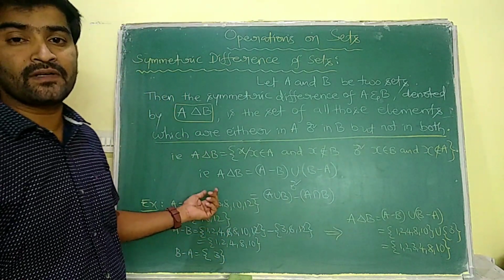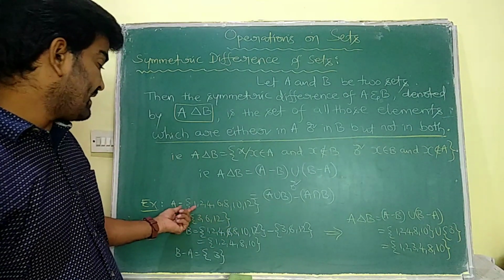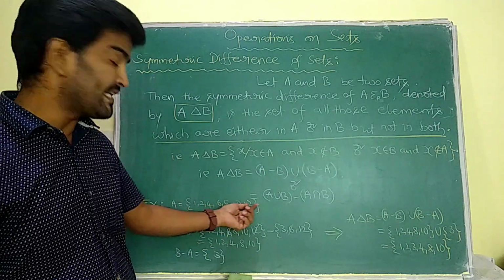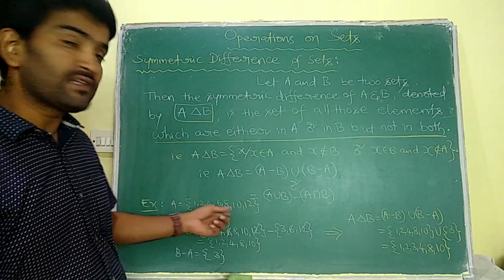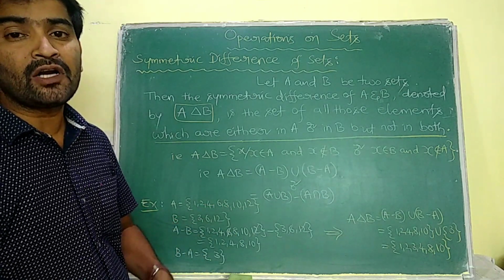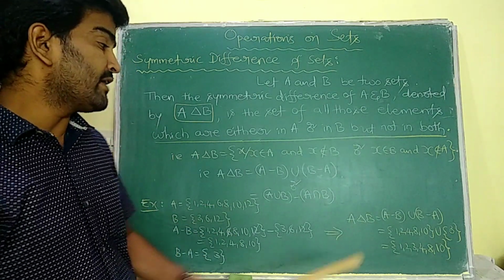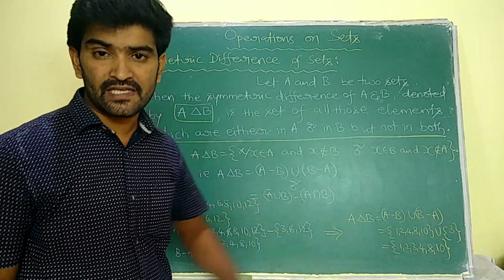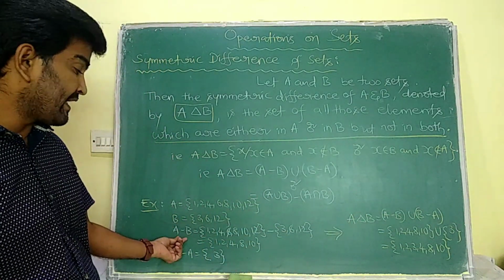We will discuss this one with an example. Let A be the set of 1, 2, 4, 6, 8, 10, 12. B is the set of 3, 6, 12. If I want to find A delta B, I need to find A minus B and B minus A. So I am going to calculate A minus B.